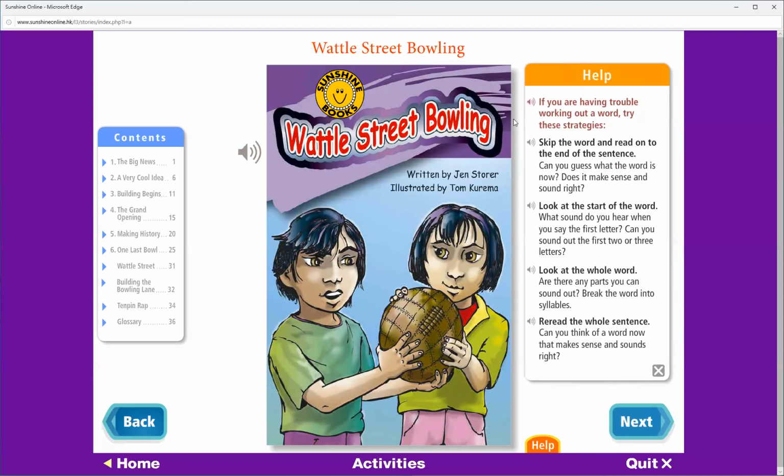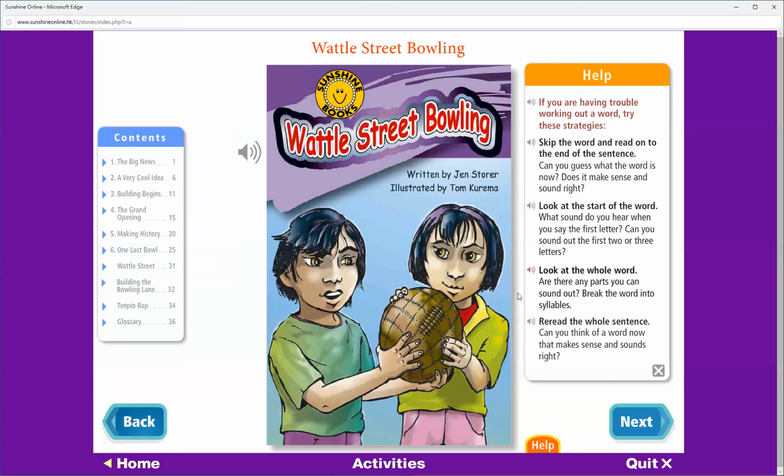If you are having trouble working out a word, try these strategies. Skip the word and read on to the end of the sentence. Can you guess what the word is now? Does it make sense and sound right? Look at the start of the word. What sound do you hear when you say the first letter? Can you sound out the first 2 or 3 letters?